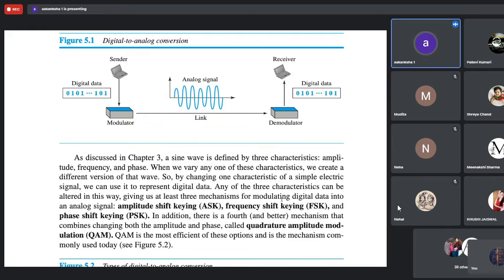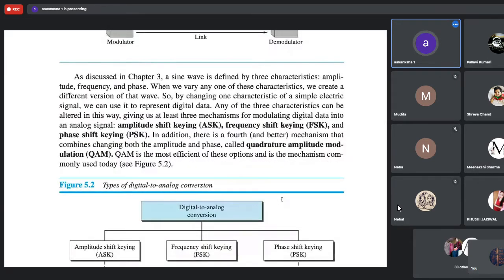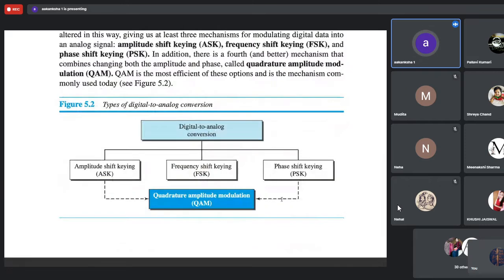So we can have better results using quadrature amplitude modulation, and most of the time in today's scenario, practically we use QAM and its variations. We vary the amplitude of the analog signal, we vary the phase also, and then it becomes quadrature amplitude modulation or QAM. We have various sub techniques under QAM. So now we can see the different types of digital to analog conversion, which can be done by changing one characteristic or more than one, like phase and amplitude, and that becomes QAM. This is the diagrammatic representation of the types of conversions we can do.